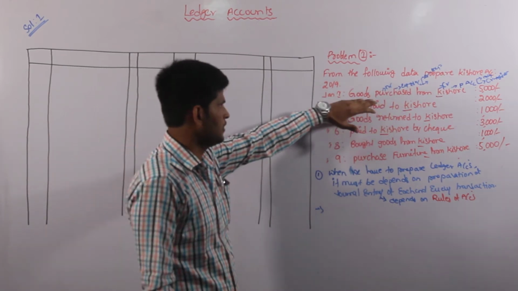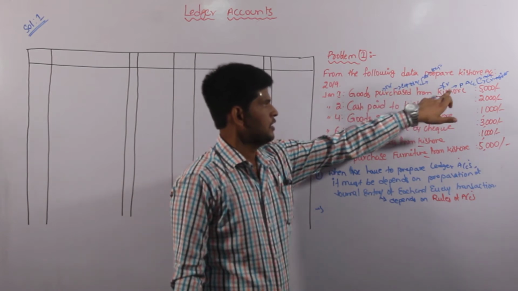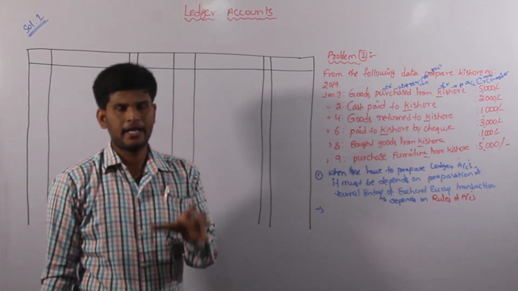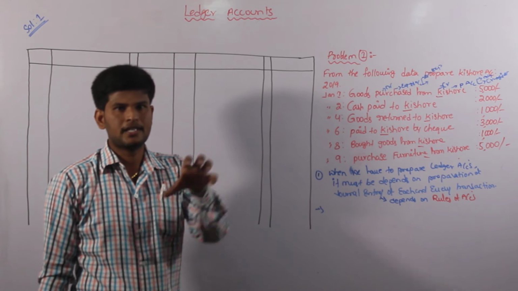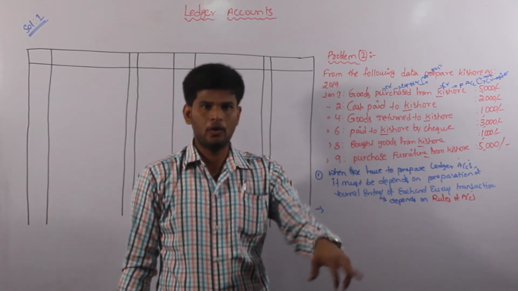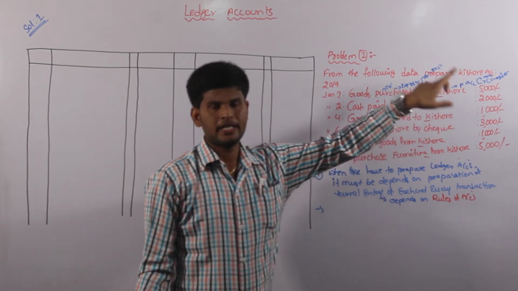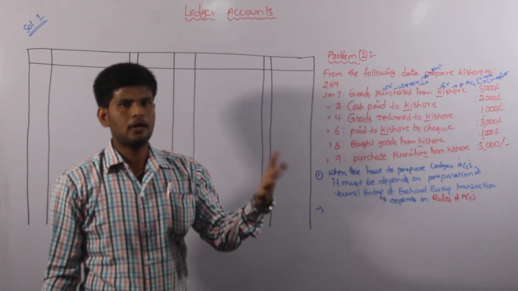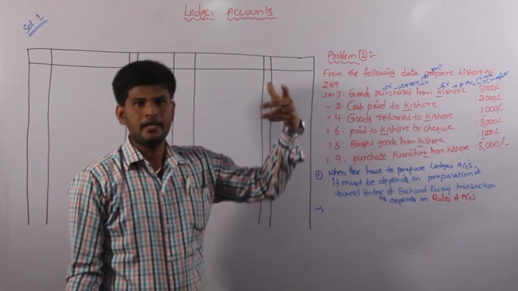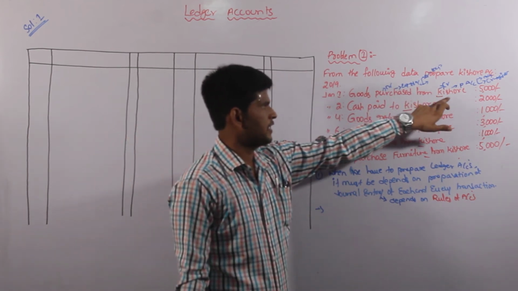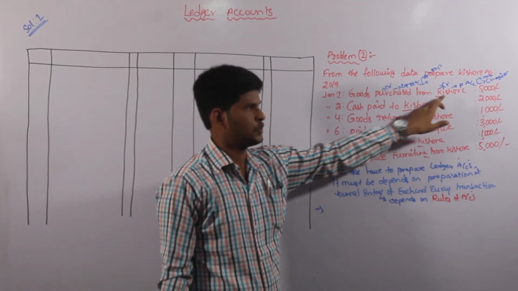Once again I am repeating. Goods purchased from Kishore. So from Kishore, Kishore is nothing but a name of the person. A name of the person relates to the rule of personal account. Under the personal account, from Kishore is nothing but Kishore is giving. So according to the rule of personal account, the giver is always on the credit side. That's the reason I am giving the credit symbol to this name of the person, Kishore.